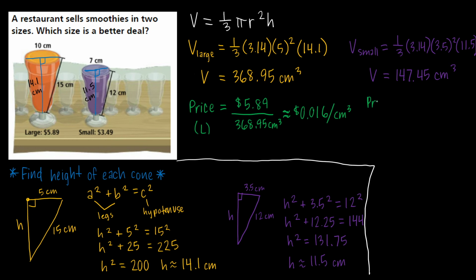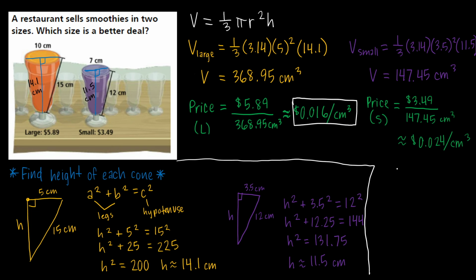The price for the small smoothie is going to be the dollar amount, $3.49, divided by the total volume. And so the price of the small smoothie is approximately, rounding again, $0.024 per cubic centimeter. So that's less than 3 cents. So we're asking which size is the better deal? Well, the better deal is going to be whichever one has a lower price per cubic centimeter. And in our case, the better buy is the large smoothie, because it's a little less than 1 cent cheaper per cubic centimeter. So the better deal is the large smoothie.